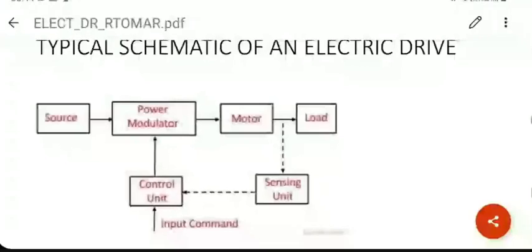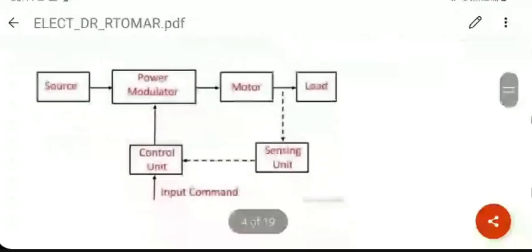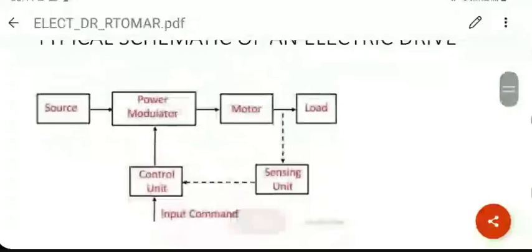But no, we normally don't want to use the manual input. If the self-correcting loop is well designed, it will continue to correct the motor's performance in a dynamic manner. Each of them has a circuit diagram inside, excepting motor, which you know very well. Control unit has a big circuit diagram. Sensing unit also has a reasonably big diagram. And power modulator also, not a big diagram, but some diagram is there. And source, of course, is another story.